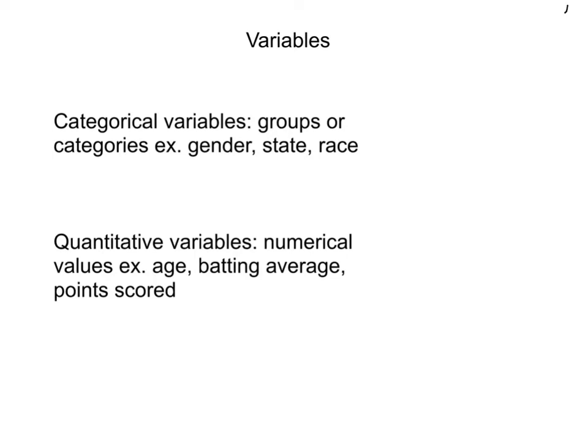We have categorical variables, and categorical variables are going to be things like gender, what state you live in, race, all sorts of things that you can't count, something that you're grouped by. And then we're going to have quantitative variables, which are numerical values, for example, age, batting average, and points scored in sports, stuff like that.